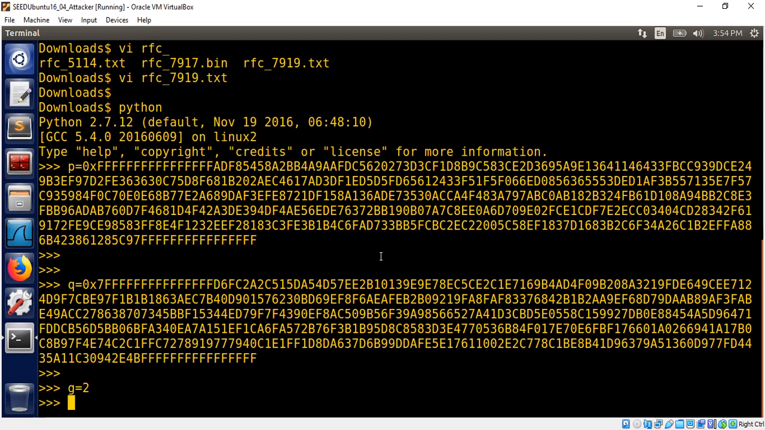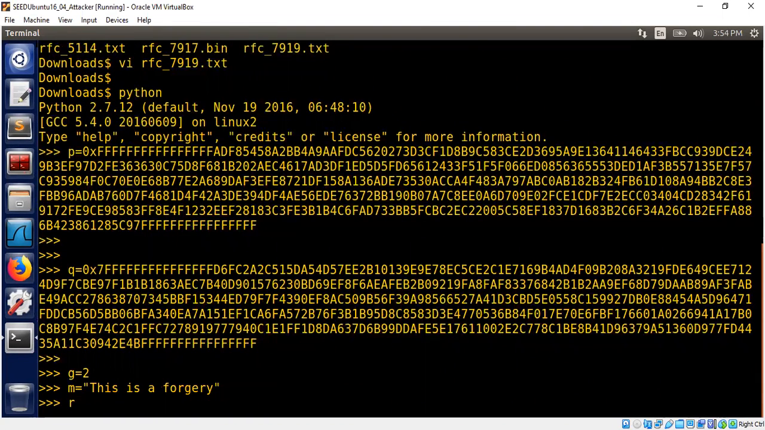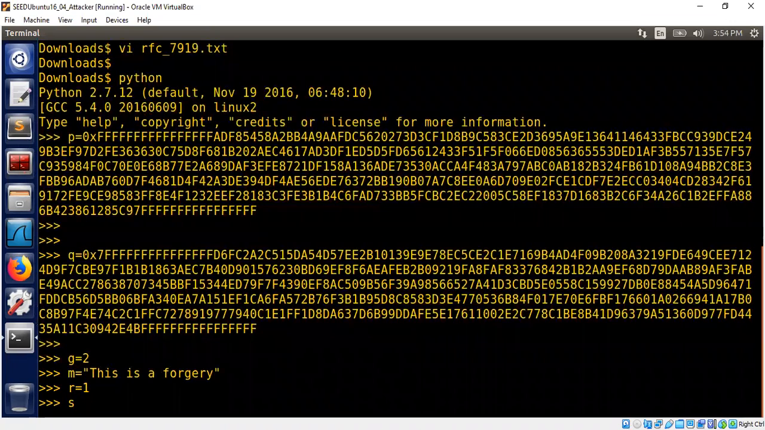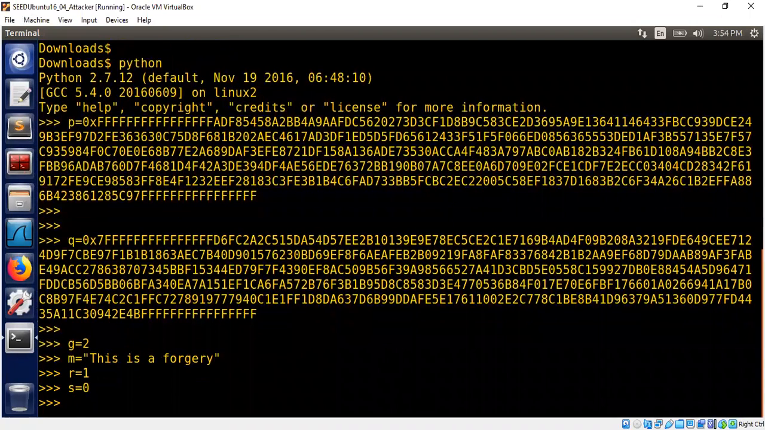So watch that out. Now, suppose you would like to do a digital signature of M without knowing the private key. This is a forgery message. And I will set R to be 1, S to be 0. R and S are the digital signature, which you can only get if you know the private key. But in this case, no private key. Let's do the verification.